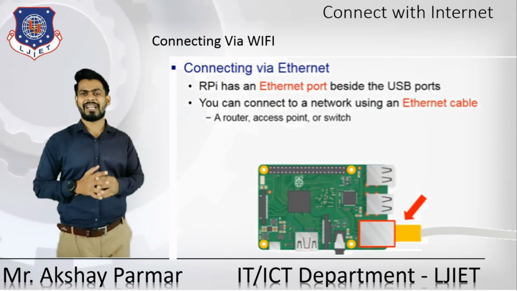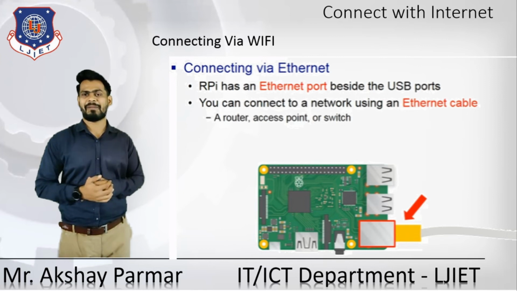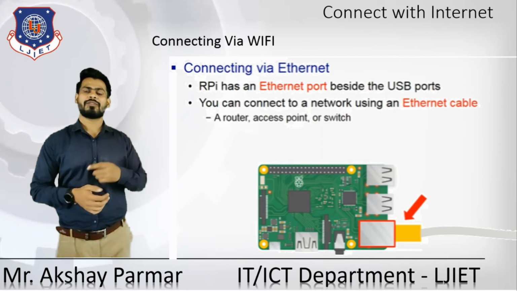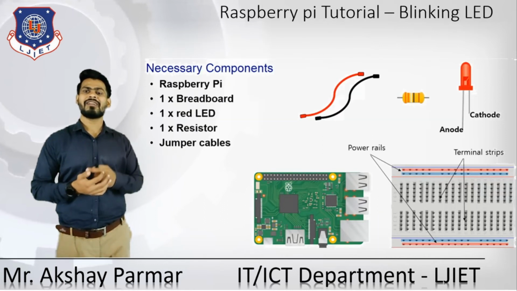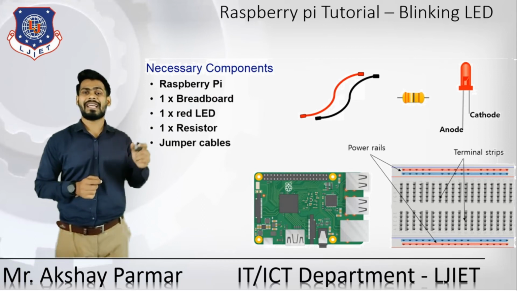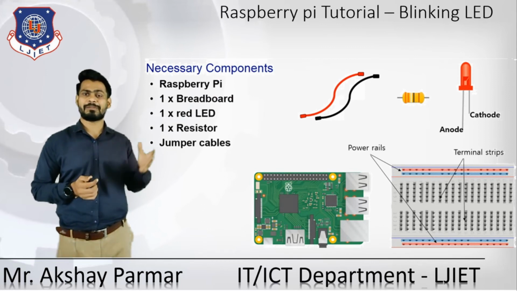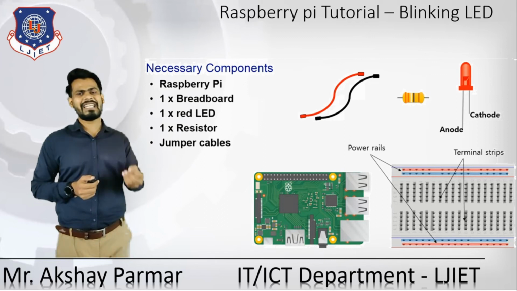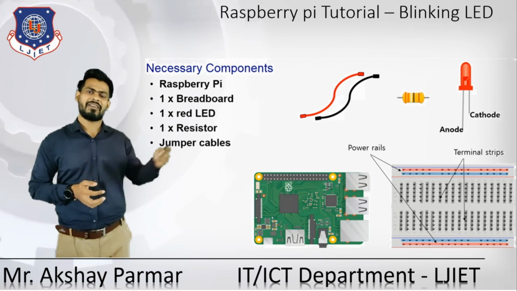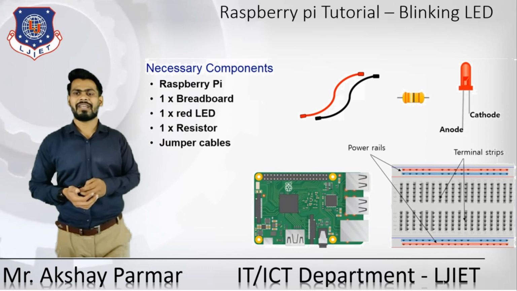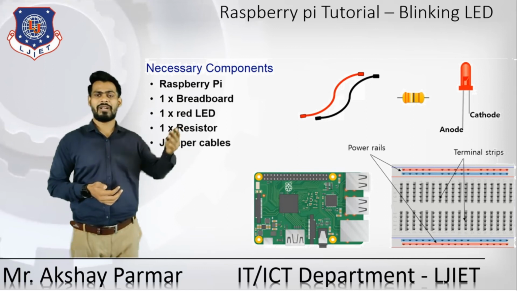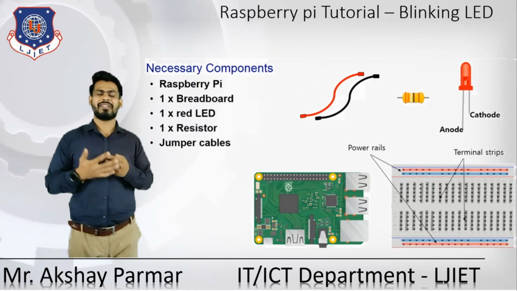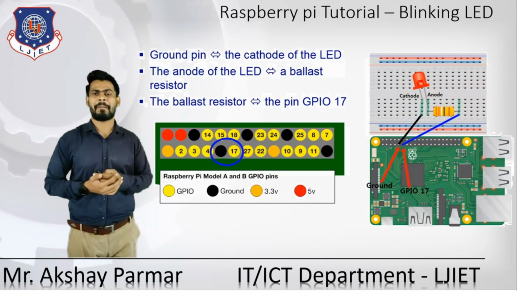Let's see one application, how it's built. With the help of the Raspberry Pi, we have taken one basic application of blinking an LED. What are the components we require? The necessary components to blink an LED with the Raspberry Pi are the Raspberry Pi board itself, one breadboard, one red LED, or you can select any color LED, one resistor and jumper cables. With these basic components, we can turn on and turn off an LED with the Raspberry Pi. Let's see how to interface the connectors and the Raspberry Pi.